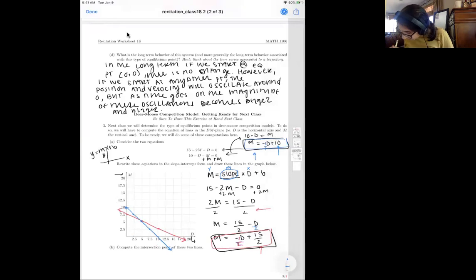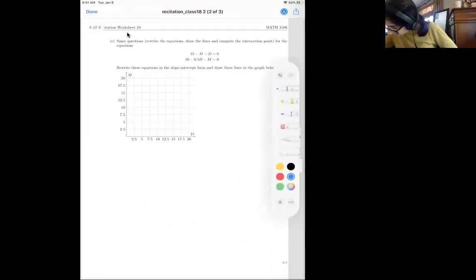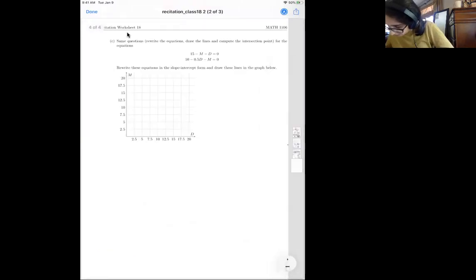And right away, we see what the answer to B is. Compute the intersection point of these two lines. We know that the intersection point is 5, 5. And we can just see that because this is where they cross. Cool. All right, let's go to the next one. I apologize for the error. Hopefully that makes sense to everyone.